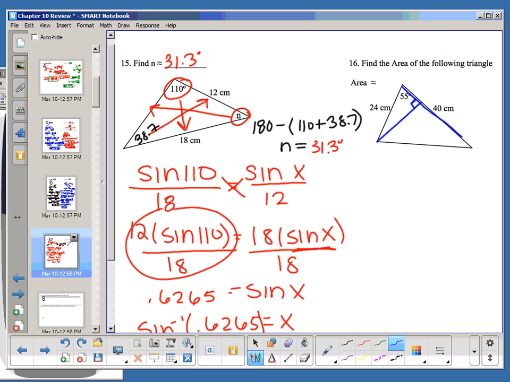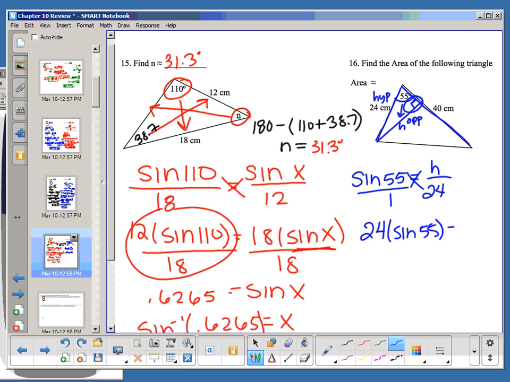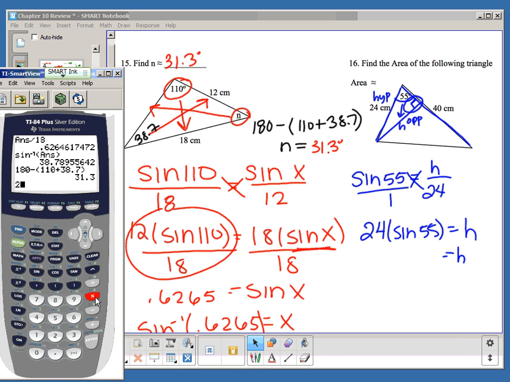So I have a base here of 40, so I know that part. I need to find this height, right? So looking at this 55-degree angle, the height in that case is the opposite side. And this is the hypotenuse of that little right triangle right there, the blue one. So I'm going to set up sine of 55 equals h over 24. And I can do this because I have a right angle. And put over 1 and cross multiply, so I get 24 times sine of 55 equals h. So the height on this is going to be 24 times sine of 55, 19.66.